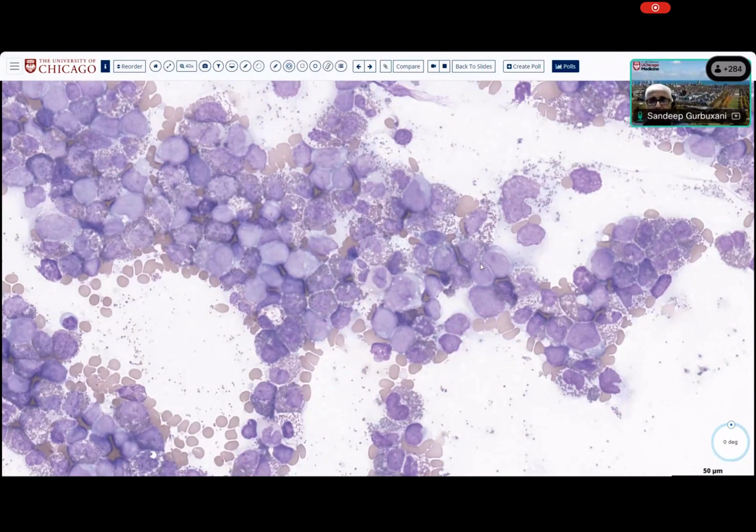So we have a lot of blasts. There's a blast here. There's a blast here. Maybe an immature monocyte or a promonocyte. Another more mature monocyte and lots of eosinophils. So let's see what happens when we go to a better image.